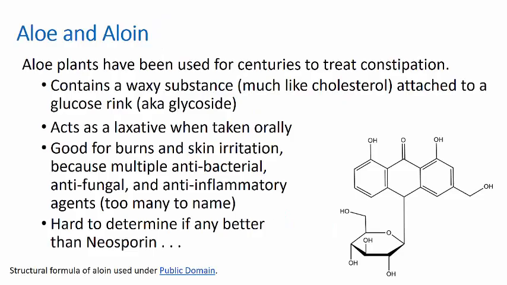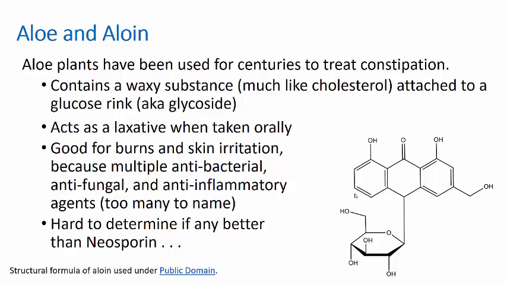All right. Now let's move on to the aloe plant. The aloe plant is terribly controversial, particularly in my family, and we'll talk about why in a minute. Okay, aloe has been used for centuries and is a very effective treatment for constipation, which you probably haven't thought of, and that's probably not what you're used to thinking of aloe plants for. But aloe plant has a cholesterol-like compound here. Okay, so all these rings, waxy, okay, attached to a glucose. So that makes it a glycoside.